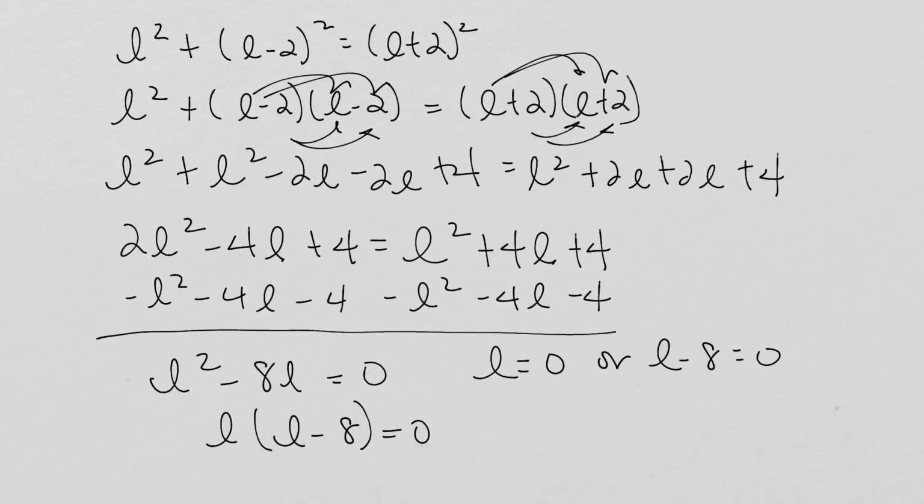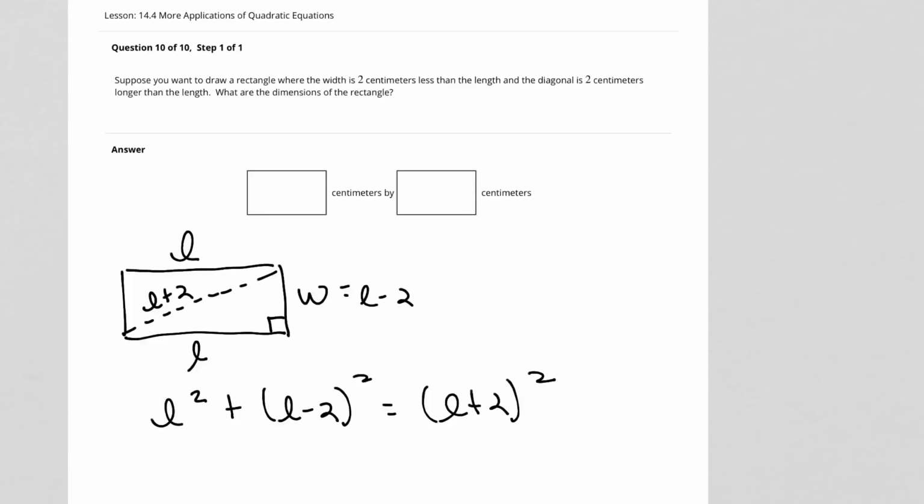We're talking about length, so I'm going to throw that solution out. So this is the one that must work. If I add 8 to both sides, my L is equal to 8. So my length is 8 centimeters. And this is 8 minus 2, which is 6 centimeters. So my dimensions are 8 by 6.